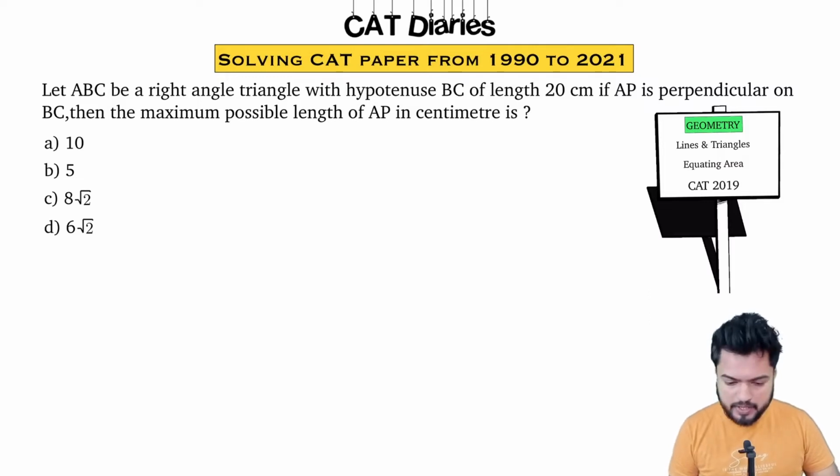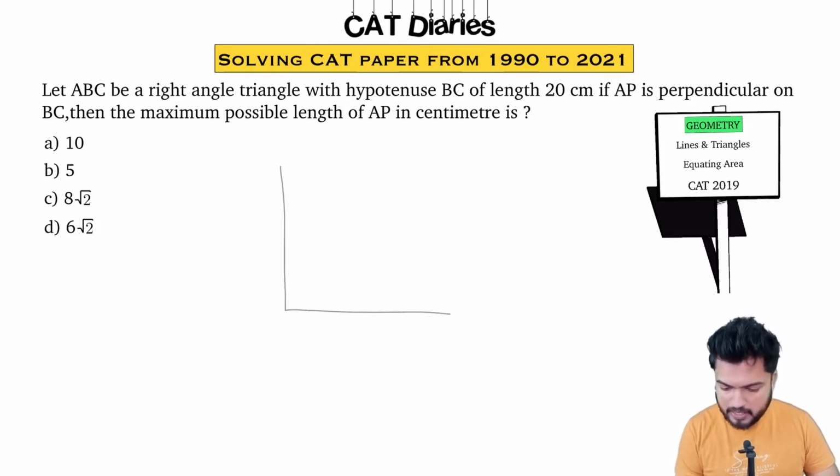So in triangle ABC, let ABC be a right angle triangle with hypotenuse BC of length 20 centimeter. If AP is perpendicular on BC, then the maximum possible length of AP in centimeter is. Okay. So first of all, I understand it's a right angle triangle. So let me start by making a right angle triangle here.